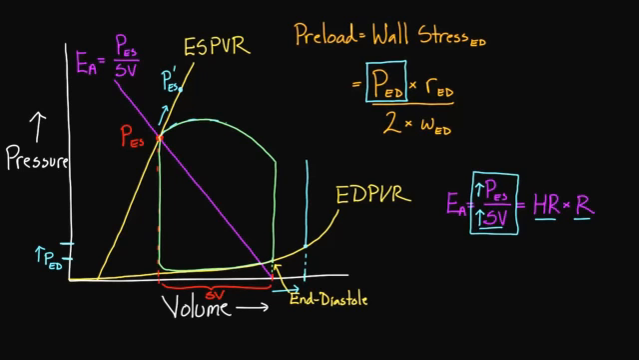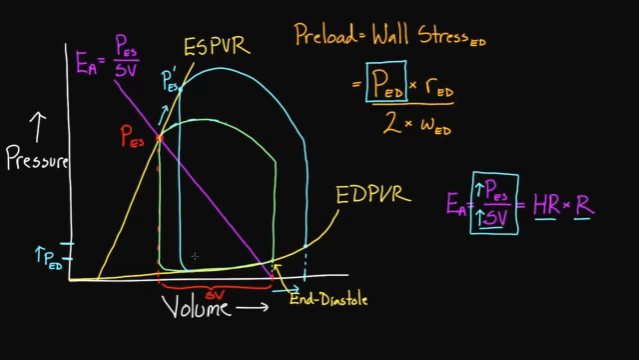So the right way to draw this is to say, okay, it goes up, up, up, up, up, and then you have ejection and something like that. And then, of course, it goes down from that point, and it meets up like that.